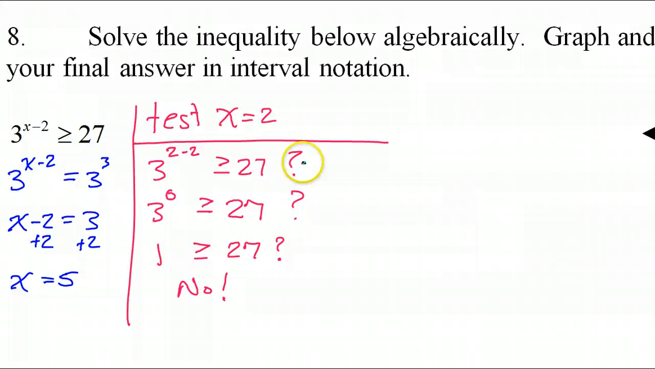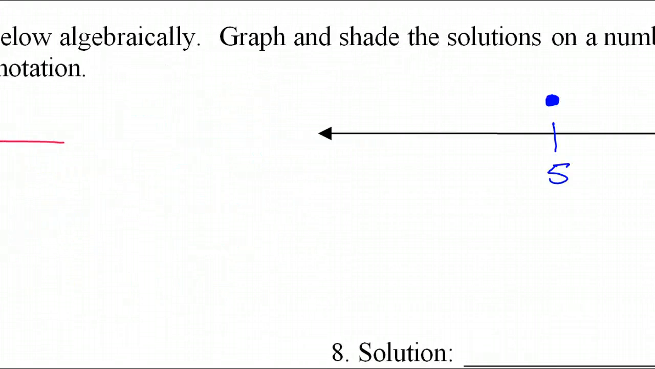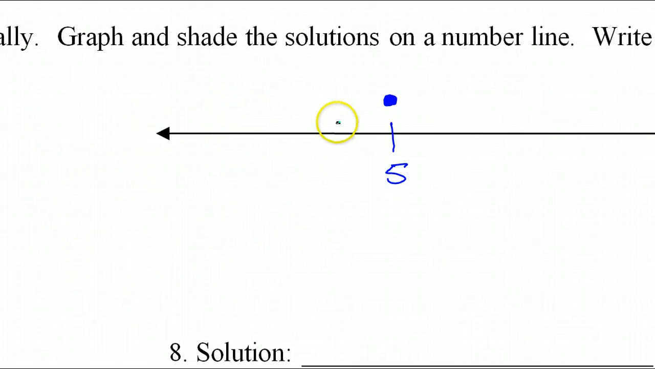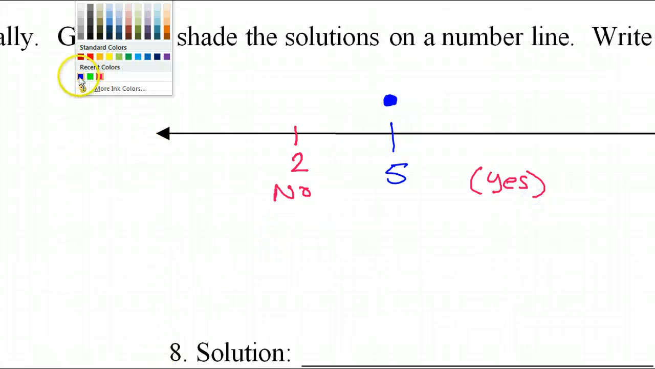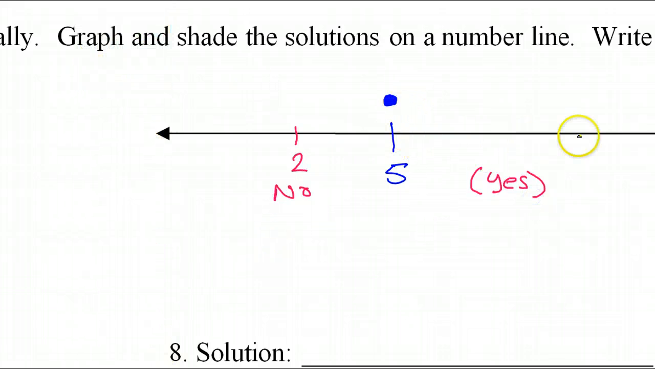So I just did a test value of x equals 2. Let's see where that is on my graph here. So x equals 2 is around here somewhere, depending on what your scale would be. But 2 is definitely on this side. And so that was a no. That means this must be the yes side over here. So this side is where all the solutions will be for this inequality.